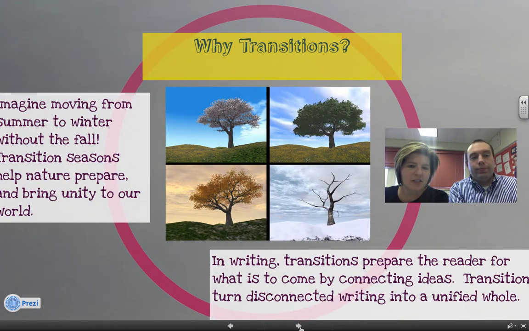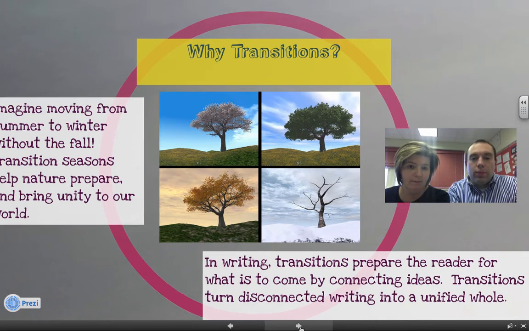You could think of transitions as kind of like the seasons. Can you imagine if we went from 90-degree summer weather in July to boom, zero weather and snow with no transition of fall? So we could think of your transitions as you're writing as kind of like the transition of spring and fall and what they do to the seasons. The transition seasons of spring and fall help nature prepare for the harshness of coldness and of winter and the hot of summer. And so in writing, transitions prepare the reader in that same way for what is to come by connecting ideas. Transitions turn disconnected writing into a unified whole.